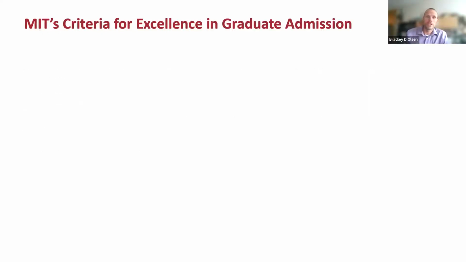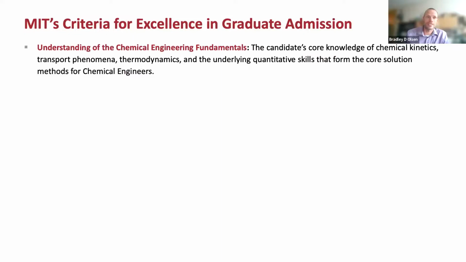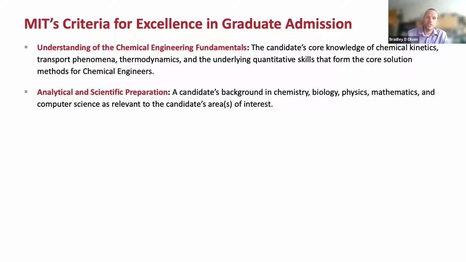So our 6 criteria, the first one is excellence in chemical engineering fundamentals. So essentially your core knowledge of chemical engineering. And the definition provides a little specificity. The second one is your analytical and scientific preparation, basically your background in science and math. Relevant really to your area of interest, because different candidates have different interests.